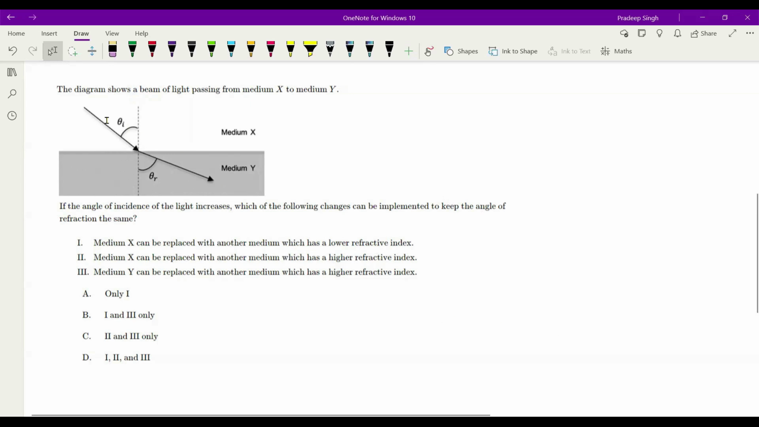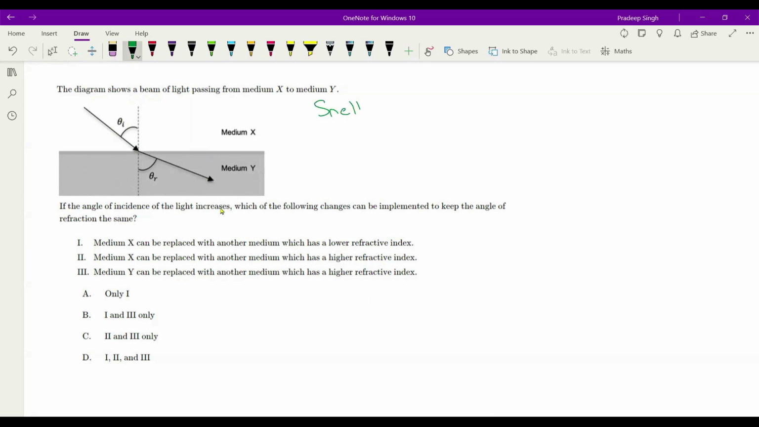This is a question involving refraction. We have been given a beam of light which is passing from medium X into medium Y. As we can see, the light ray is actually bending away from the normal. So how do we approach these questions? In all questions of refraction, always start with Snell's law.